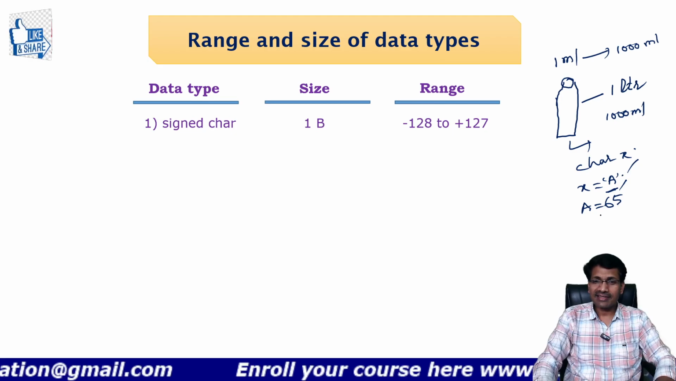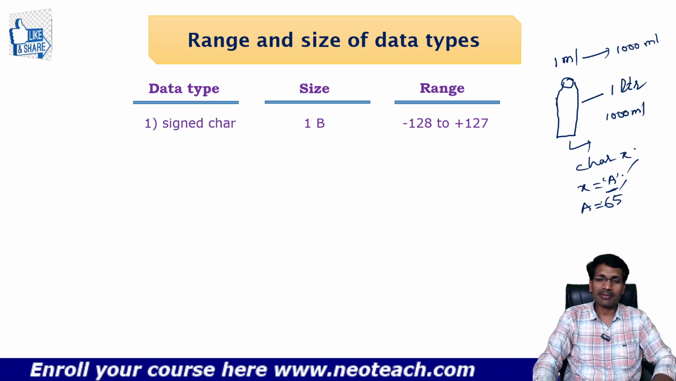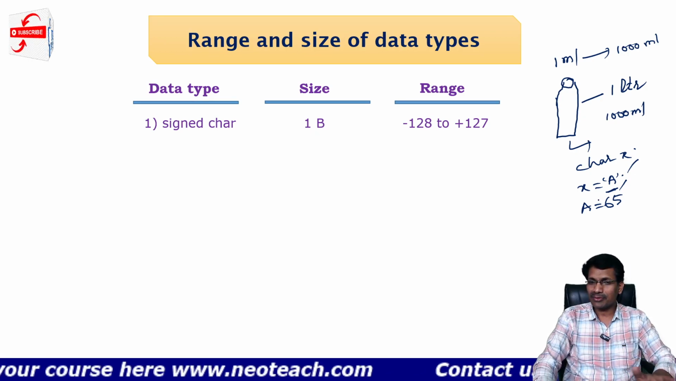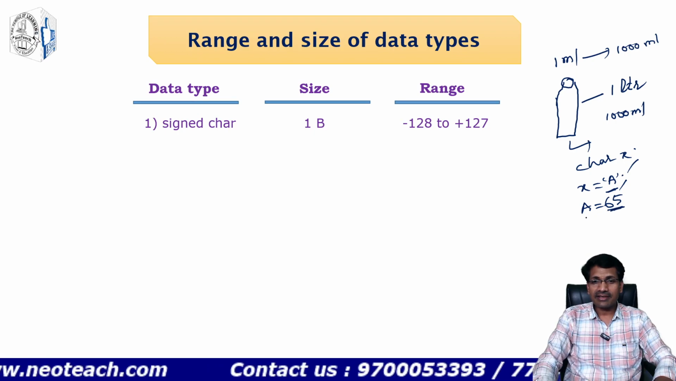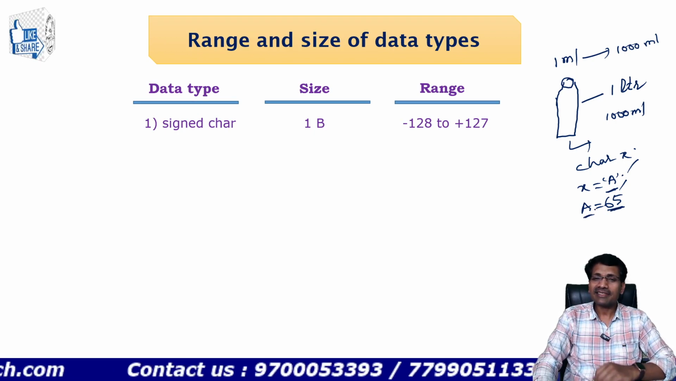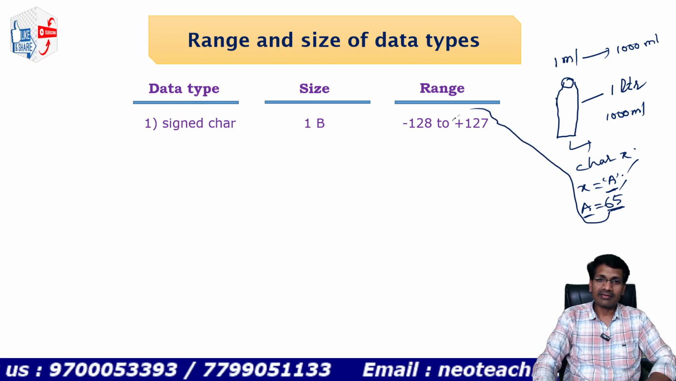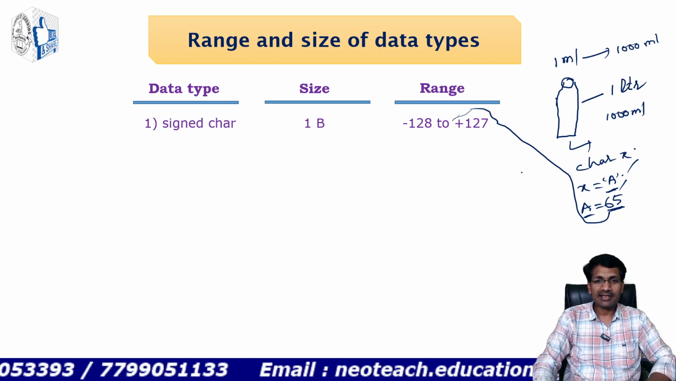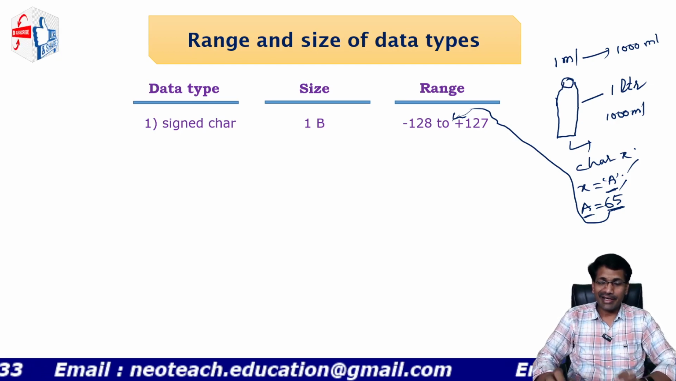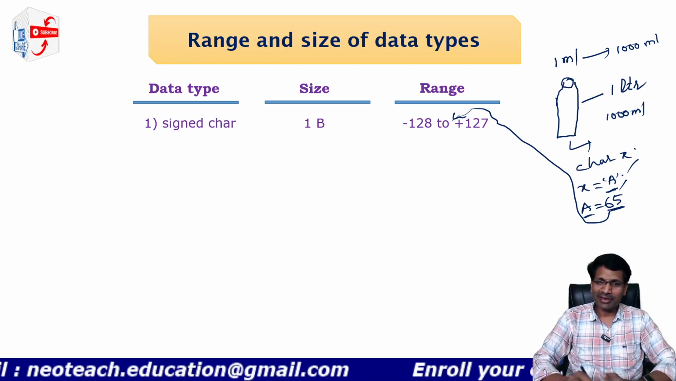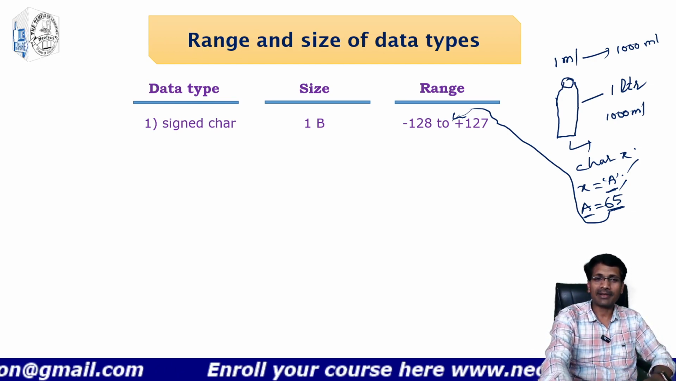See, 65 is the ASCII value of A, which means American Standard Code for Information Interchange. We have 0 to 255. In that, this 65 will be represented by A, meaning A is represented by 65. Now, is this 65 within the range or not? Yes, it is within the range. So like this we can say A is within the range of minus 128 to plus 128. We can easily fit it into that variable.